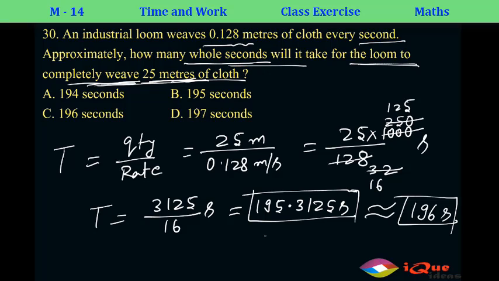Now 25 meters will be completed at 195.3125 seconds. At 195, it won't be completed, right? There's still something to be done, right? Hence, the answer will be the next whole second, that is 196. And hence, the answer to this question is option C, right? So, this was a tricky situation. All right, be very careful about the language of the question.